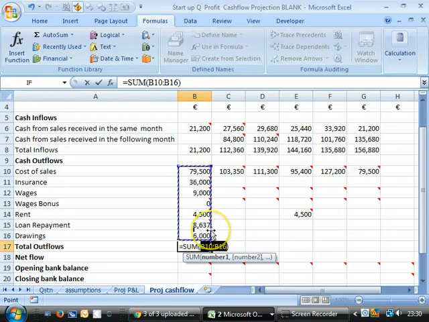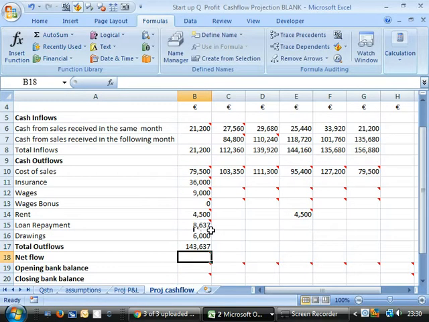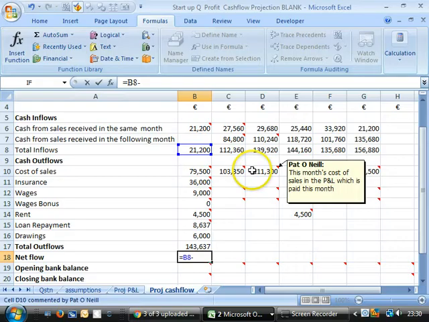Excel kind of guesses that that's what I want to add, and that's perfect. Now what's my net flow? My net flow is my inflows, my total inflows, take away my total outflows.